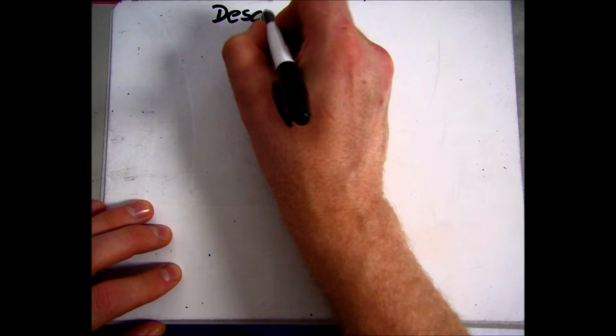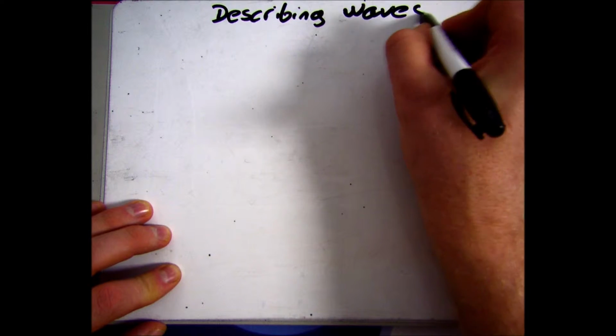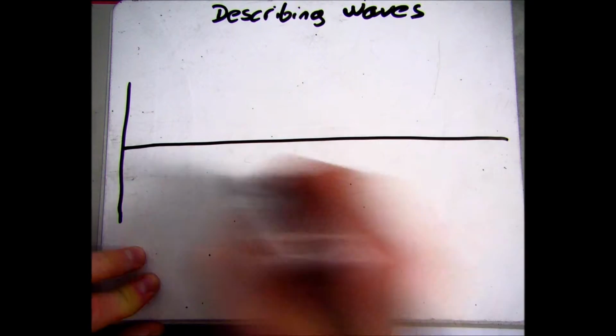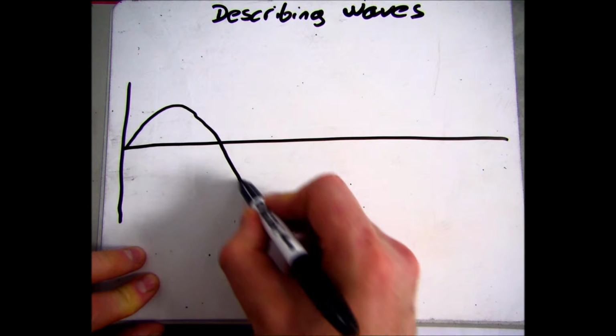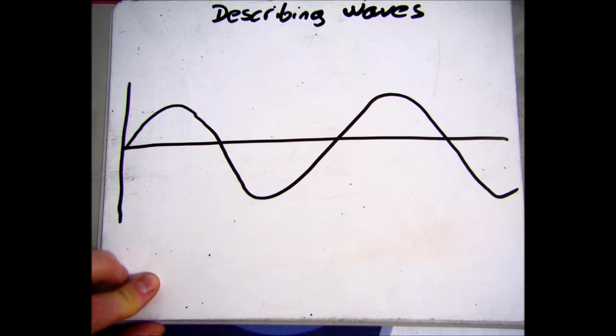So the first thing I need to be able to do really is describe what we can see when we're looking at a wave diagram. First of all, we'll just draw a wave diagram here. I'm going to draw a transverse wave for you, such as any of the electromagnetic waves. They're all transverse. So we see this sort of pattern.